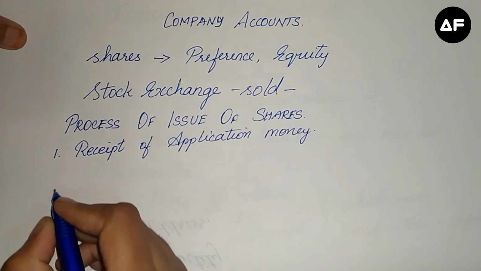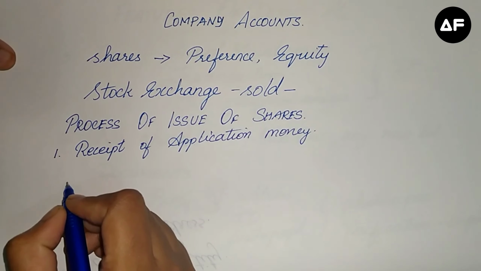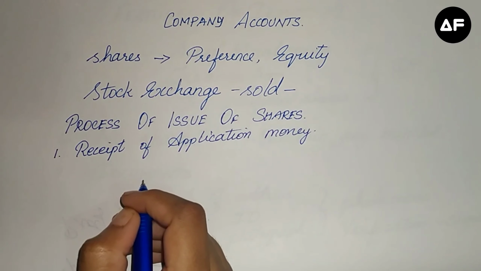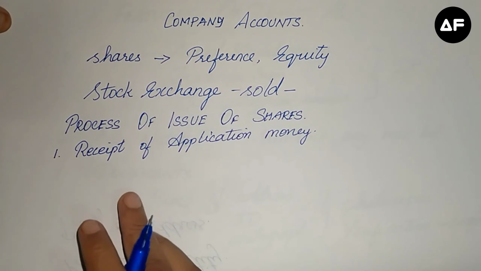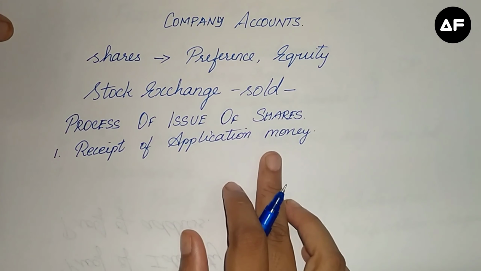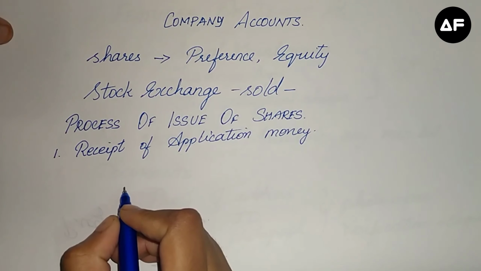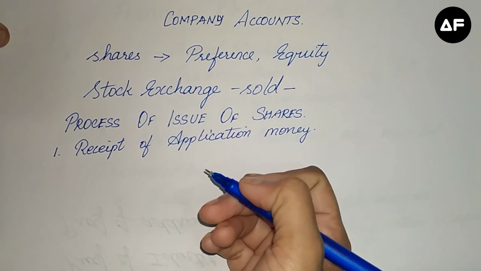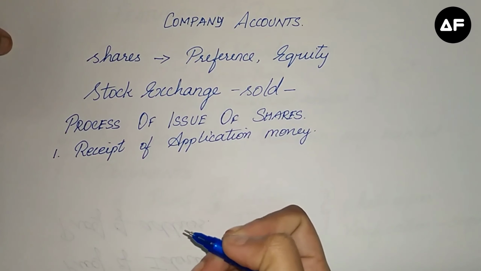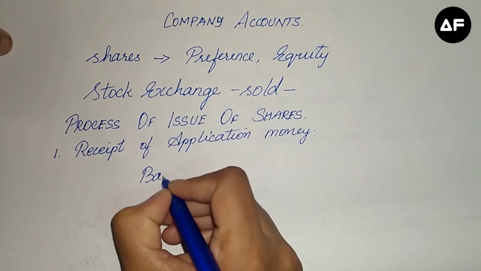So when you join inside a college, what is the first thing you will go and do? You will go and pay application money and get your prospectus of the college. Likewise, in a stock exchange, an investor will first approach the stock exchange and pay the application money and get the prospectus. So that is what is receipt of application money. So for that you have a journal entry to be passed. So when you're going to pay in money to the company and get a prospectus, from the company's point of view, bank or cash is going to come inside.